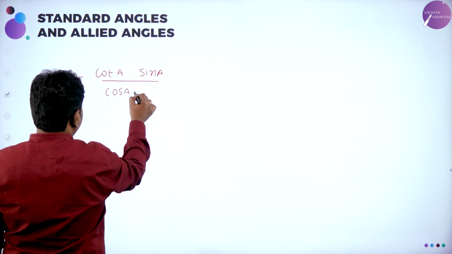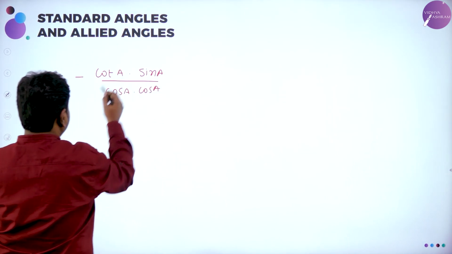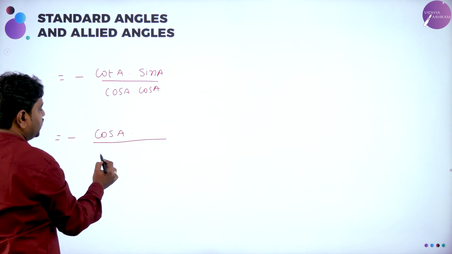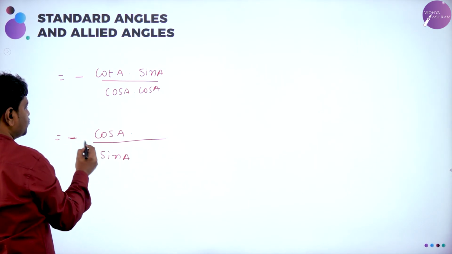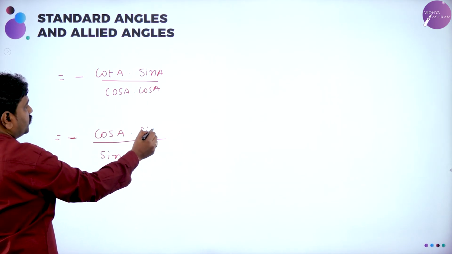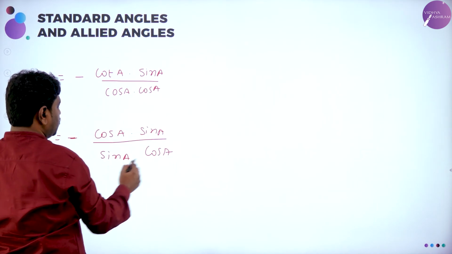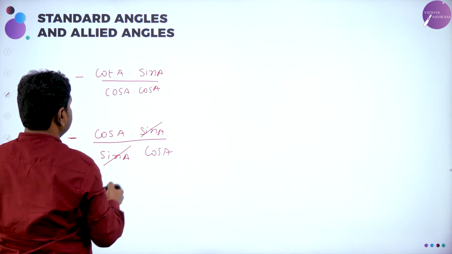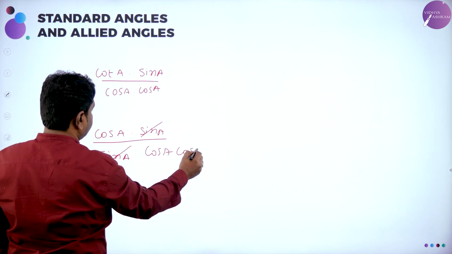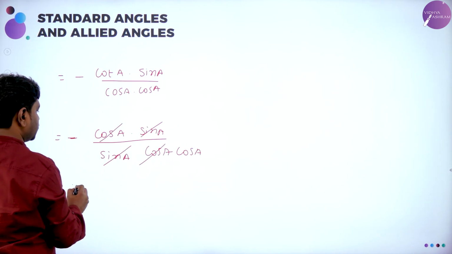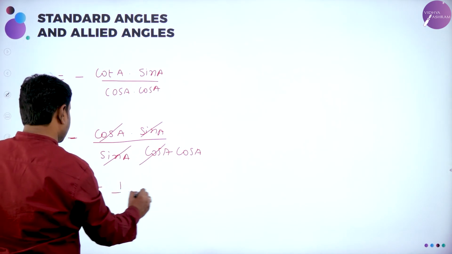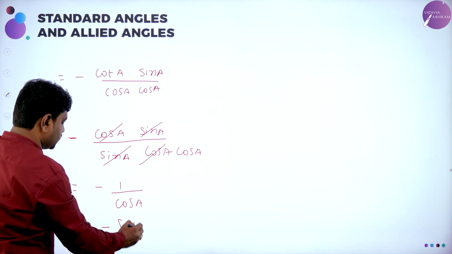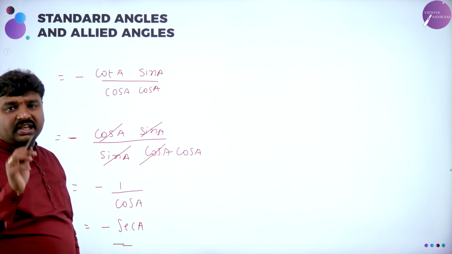So now convert cot to cos by sine. Cot theta can be written as cos theta by sin theta. Cot A I am writing as cos A divided by sin A, and this minus will be as it is, into sin A by cos A. So now sin A cancels. Cot I wrote cos by sin, and we have one more cos A. So one cos A cancels, so minus, we are left out with 1 by cos A. But 1 by cos is what? Reciprocal of cos is secant. So the answer is minus secant A.